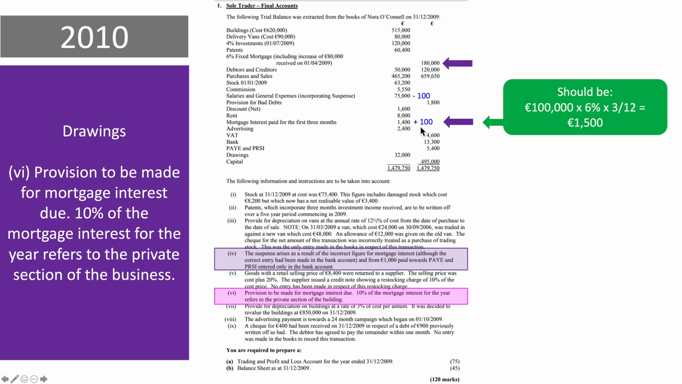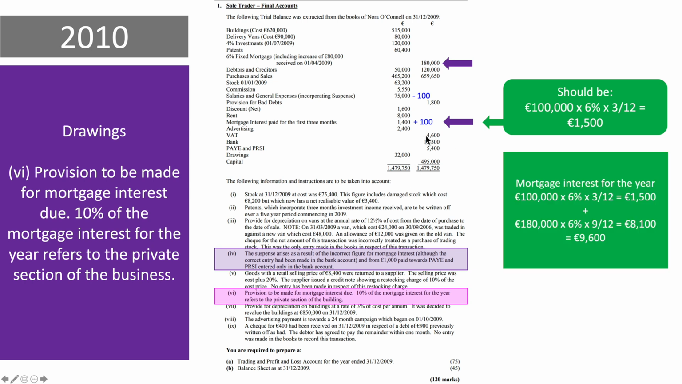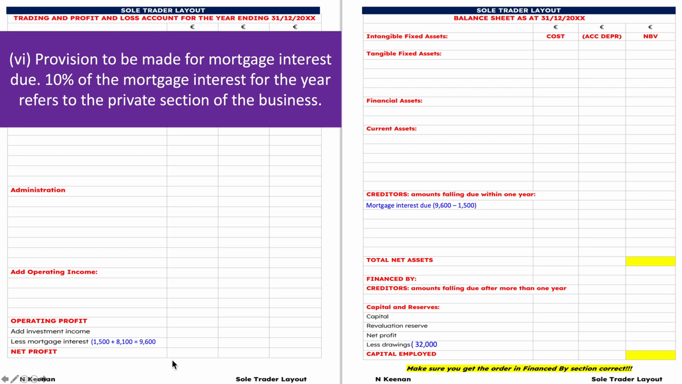Okay, so 1,400 was the first 3 months, and then when you did the last 9 months at 180 by 6%, you got 8,100. So the mortgage altogether there is 9,600, which you did in step 3 if you follow the steps that we did. Now, mortgage interest due is the amount for the year, the 9,600, minus what they actually did pay, which is 1,500. So that means that the mortgage interest due, €8,100 there in the balance sheet.